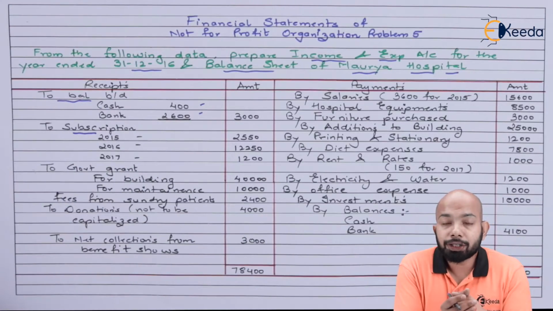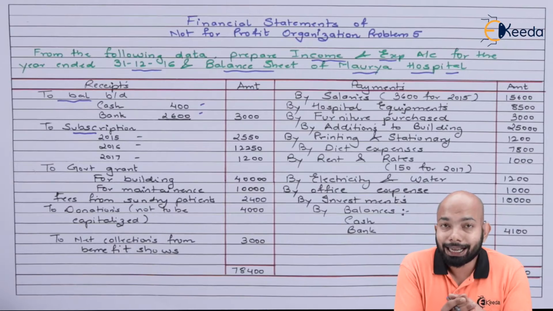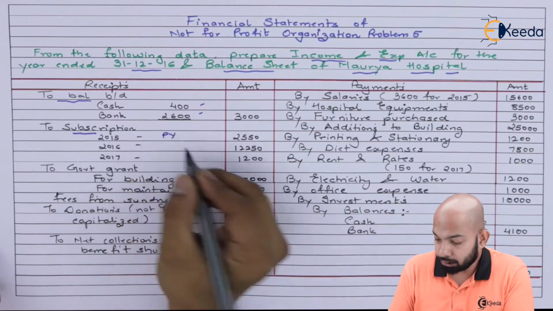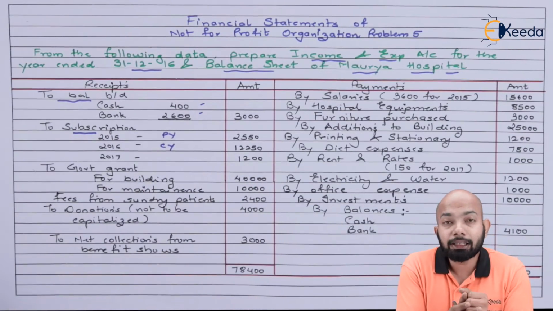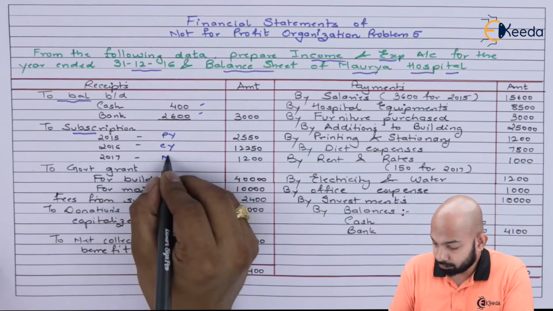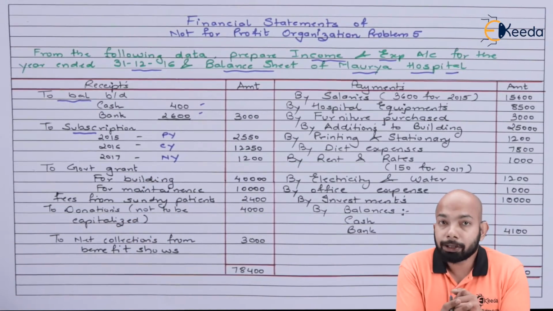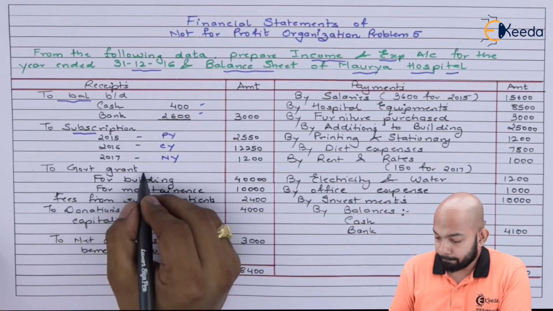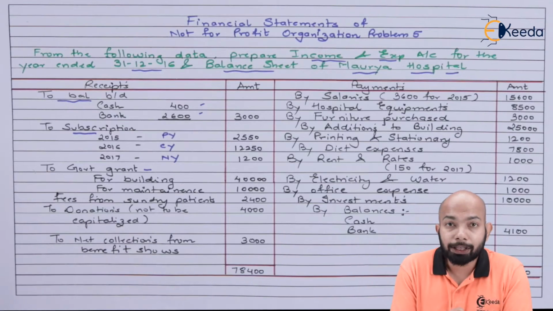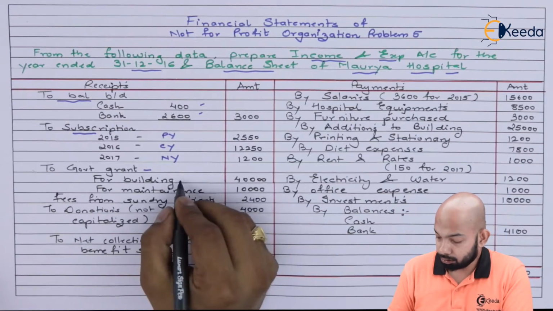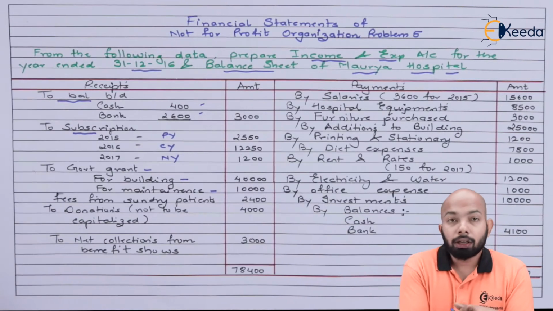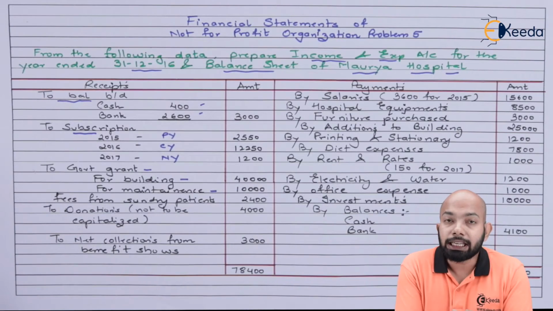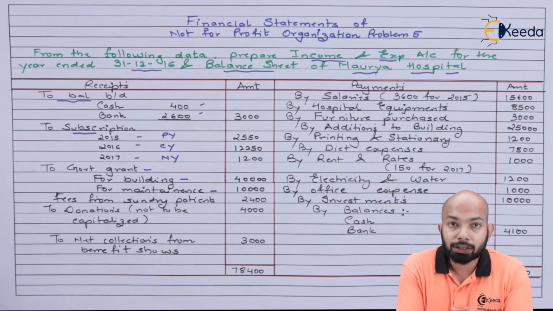We have the subscription mentioned here for the years 2015, 16 and 17, 15 being the previous year, 16 being the current year, and 17 being the next year. The amounts have been mentioned there. We have government grants mentioned here for building and for maintenance. And another one is for fees from sundry patients.